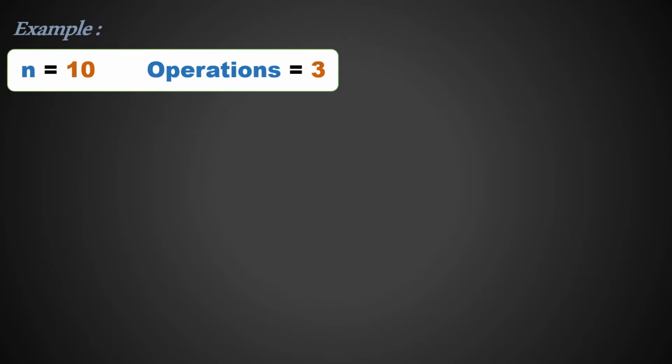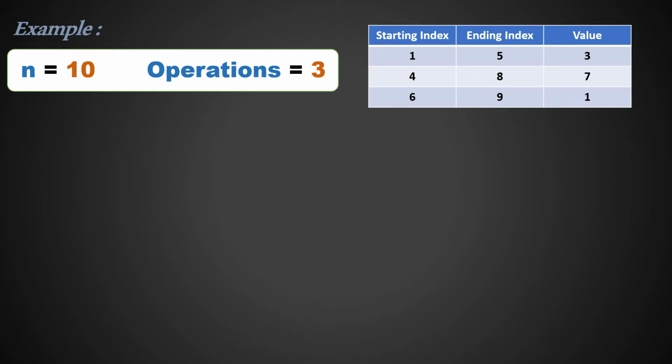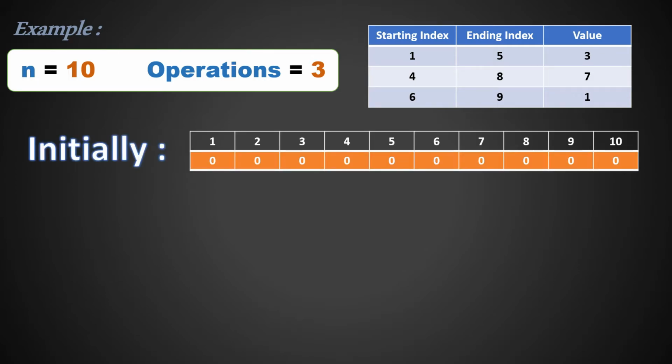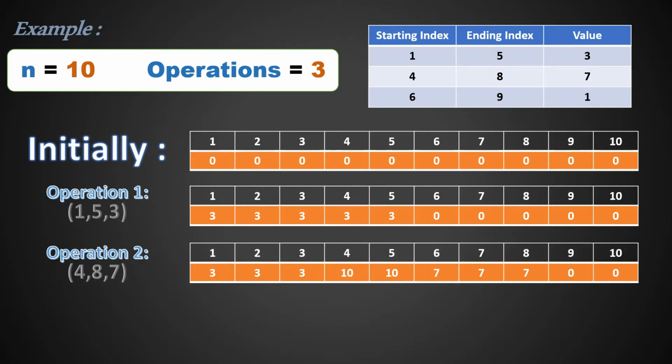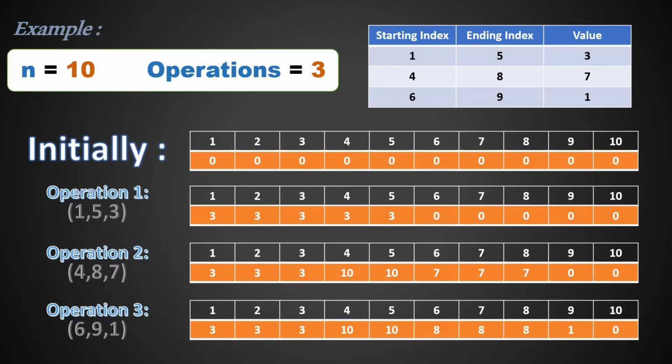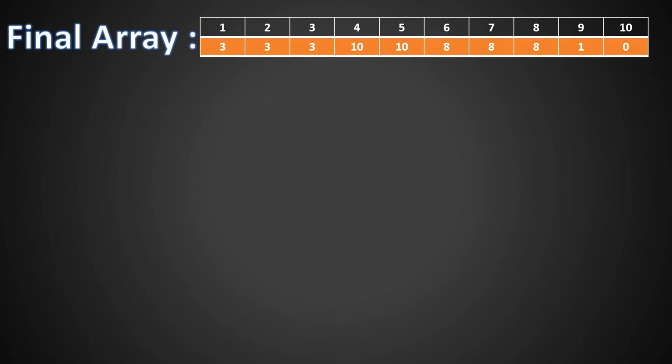We have an array of length 10. The number of operations to be performed is 3. Initially the array looks like this. If we perform operation 1, then the array becomes like this. We added the value to each element between the starting and ending index of the operation. Similarly, after operation 2 the array looks like this. After operation 3 the array looks like this. This is our final array. The maximum value is 10 and that's our answer.